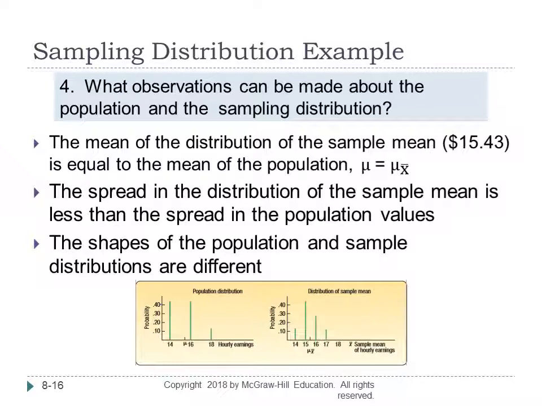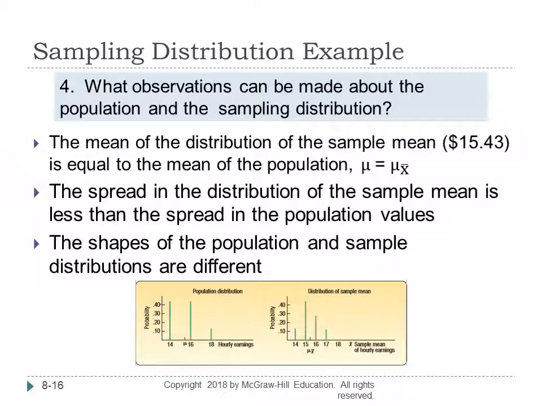Now, what about the spread? Here it will be measured by the variance. It turns out that the spread in the distribution for the sample mean will be less than the spread in the population value. In fact, we will see how to measure it exactly. If we know the variance for the population, it should be easy to calculate the variance for the sample mean. The shapes of the population and sample distributions are different, as you expect, of course, since they have different variance, the shape will be different.